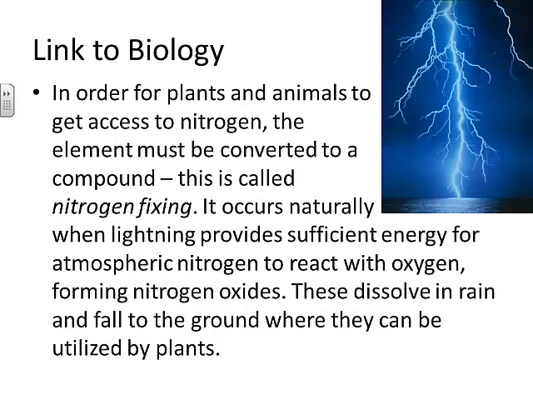Now, in order for plants and animals to get access to nitrogen, the element needs to be converted to a compound, and that's called nitrogen fixing. It will occur naturally if lightning provides sufficient energy for atmospheric nitrogen to react with oxygen, forming different types of nitrogen oxides. These dissolve in rain and fall to the ground where they can be used by plants.